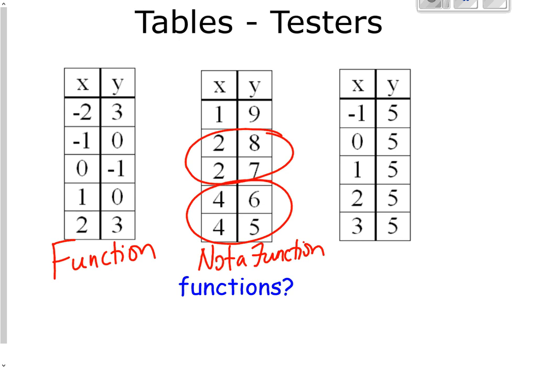All right, and on the last one, I have -1 goes to 5, 0 goes to 5, 1 goes to 5, 2 goes to 5, 3 goes to 5. These are all fine. It does not matter that they all go to the same number, as long as the input doesn't go to 2 different numbers. So we are good there. That is definitely a function. All right, so kind of easy to see with the table of values. Use your eyes, look at the X columns, try to look for those duplicates. And if there are none, it's a function. And if there are duplicates, then it's not a function.